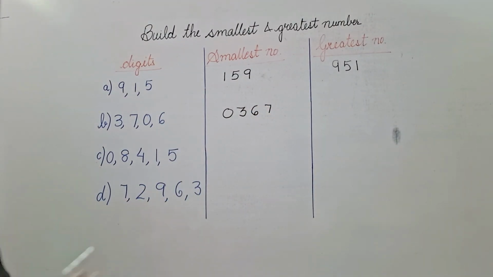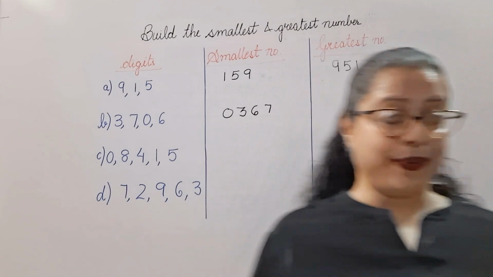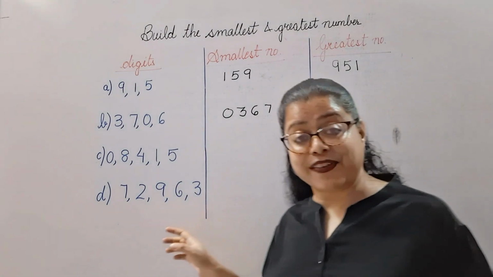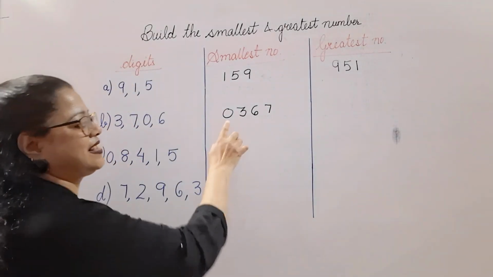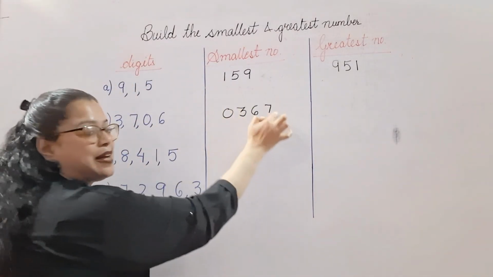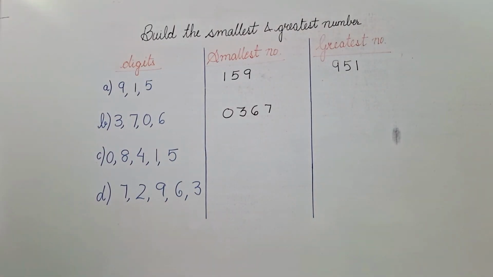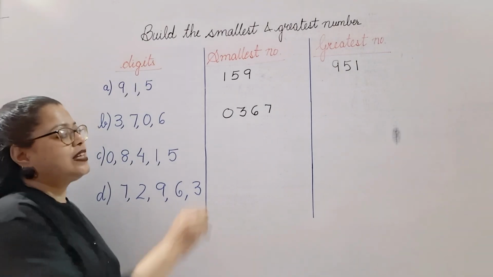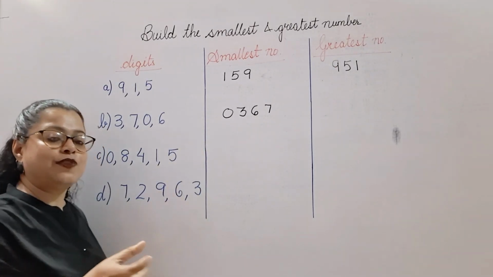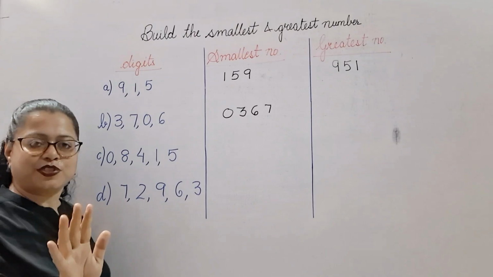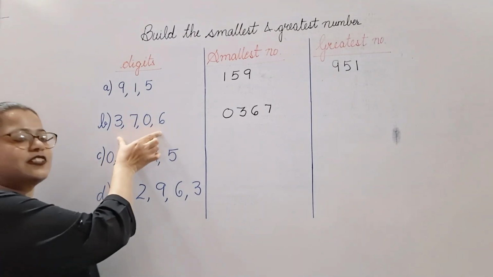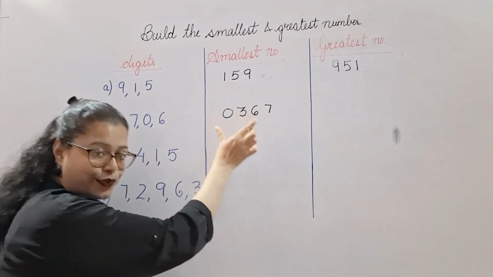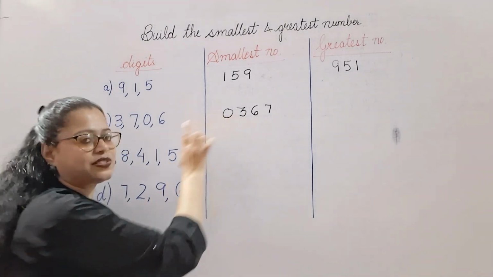Which is the smallest digit here? 0, then 3, then 6, then 7. But here, this answer, the smallest number, is wrong. Now why? Because we never ever start with 0. ये smallest number जो बना है ये गलत है, क्योंकि हमें कभी भी 0 से start नहीं करेंगे. कितने digits दिए हुए हैं यहाँ पे? 4 digits are given. क्या मैं इसको 4 digit नंबर में रीड कर सकती हूँ? नहीं, क्योंकि ये 0 से स्टार्ट हो रहा है.